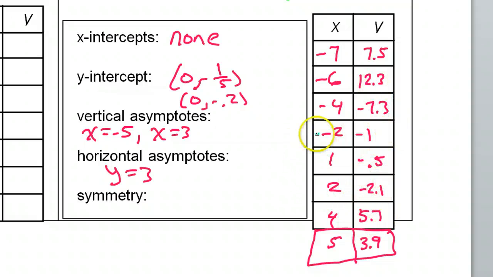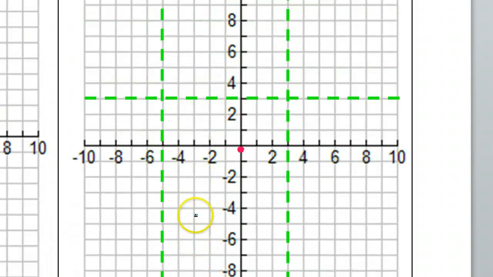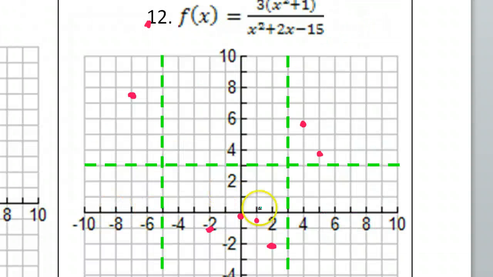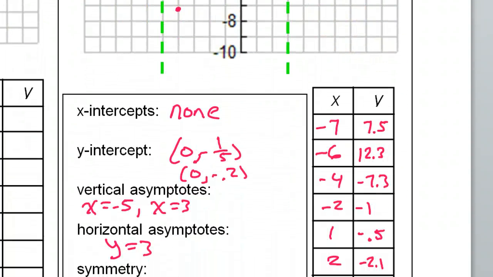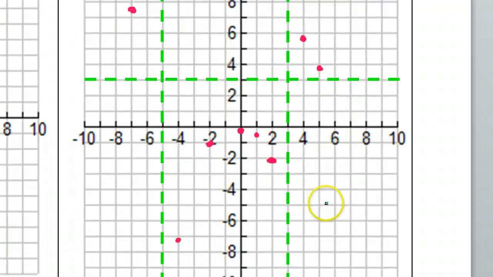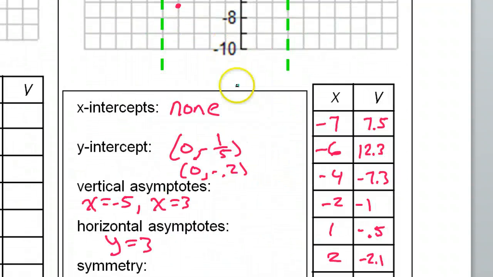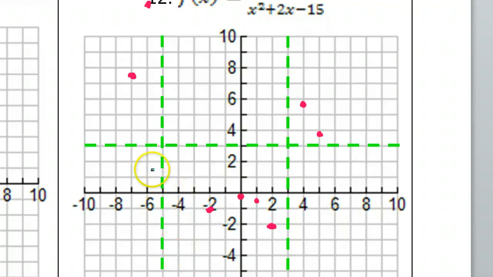Alright, so now I'm just going to plot all of these points on the graph. I'm going to do that off camera as well. I think you know how to plot points. Alright, these are all the points from the table I just graphed. I'm noticing that one of my points is off the table. Okay, that 12.3. So that makes me wish I had picked a different point for that.